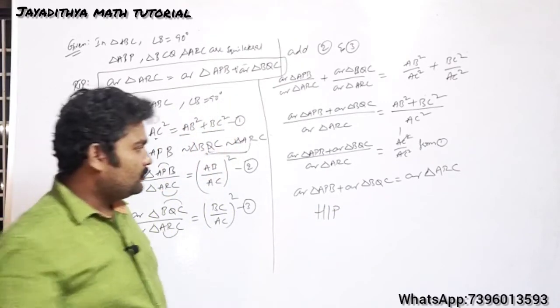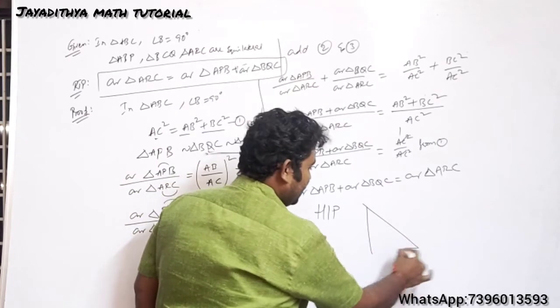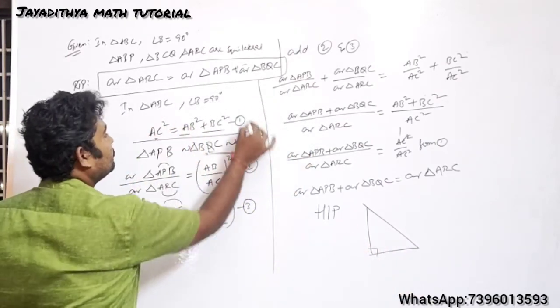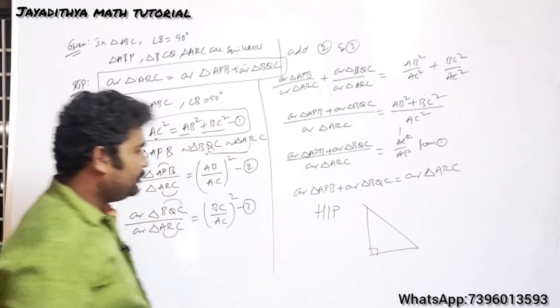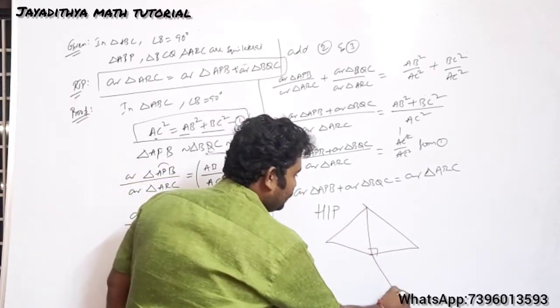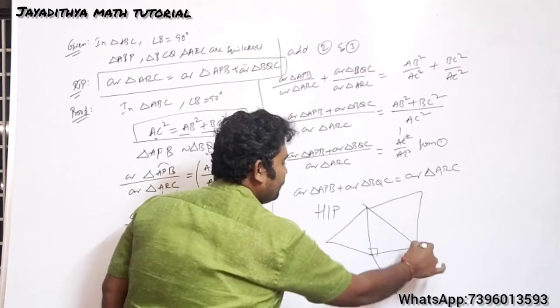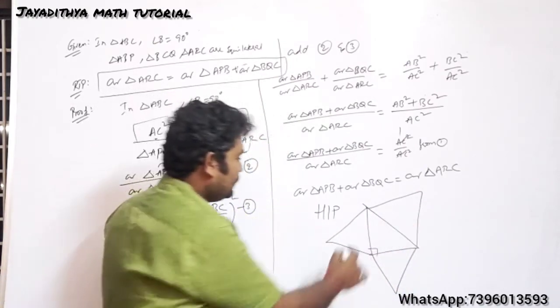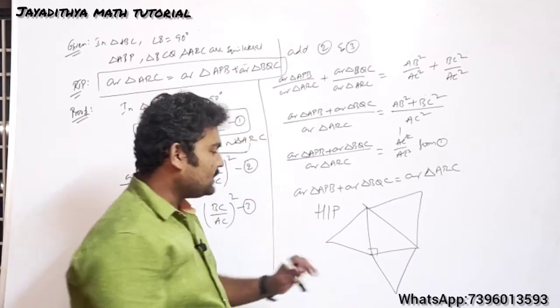So how to do this one? Once you observe carefully, first of all you have a right angle triangle. For this right angle triangle you apply Pythagoras theorem and write equation 1. Clear? After this what will you do? Here you have a similar triangle, here also a similar triangle, and here also you have a similar triangle.